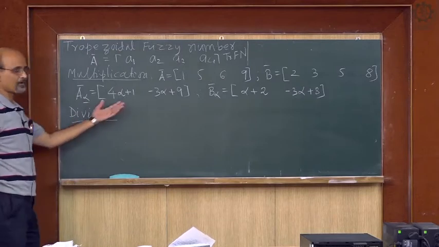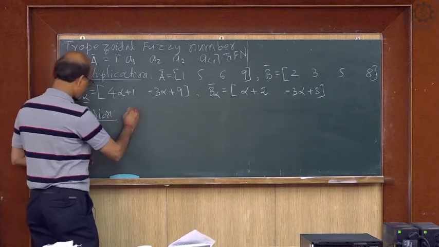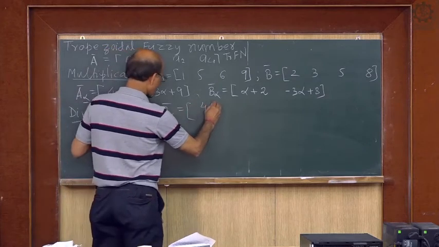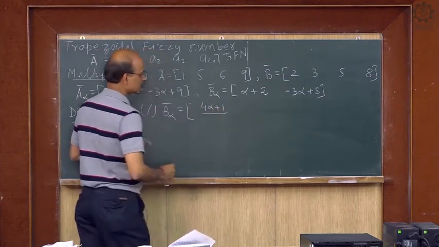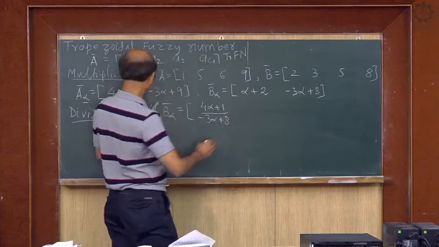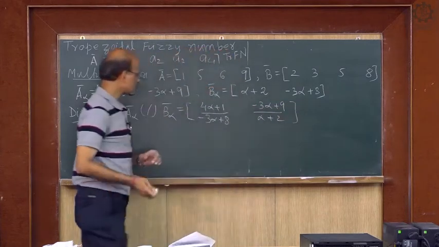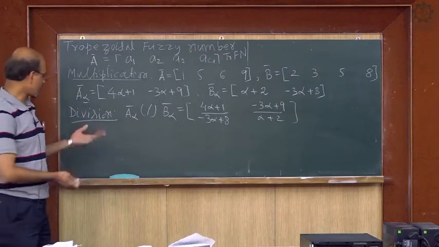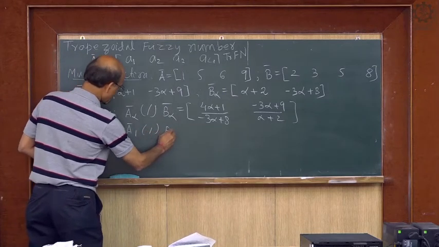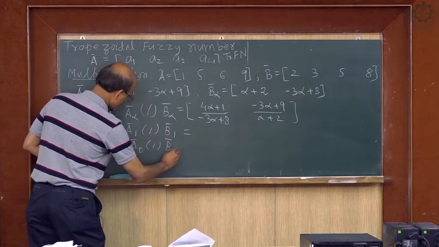Again, because alpha belongs to 0 1, I can use the simplification R plus. So, I have A alpha bar by B alpha bar as 4 alpha plus 1 by minus 3 alpha plus 8, and minus 3 alpha plus 9 by alpha plus 2. Is it okay? So, I can have then A bar 1 divided by B bar 1, and A bar 0 by B bar 0.